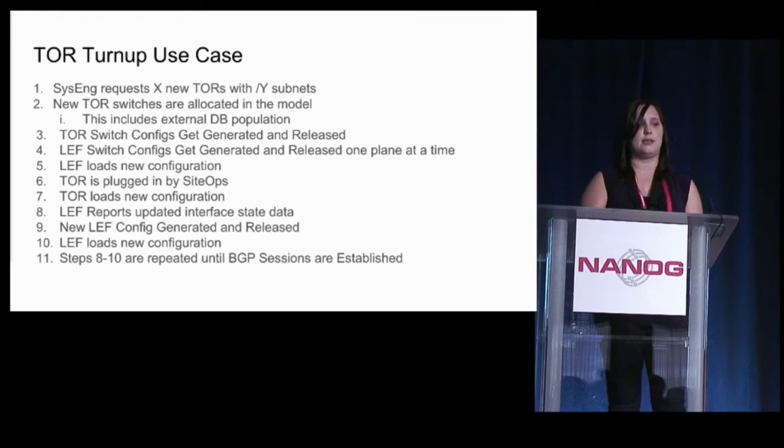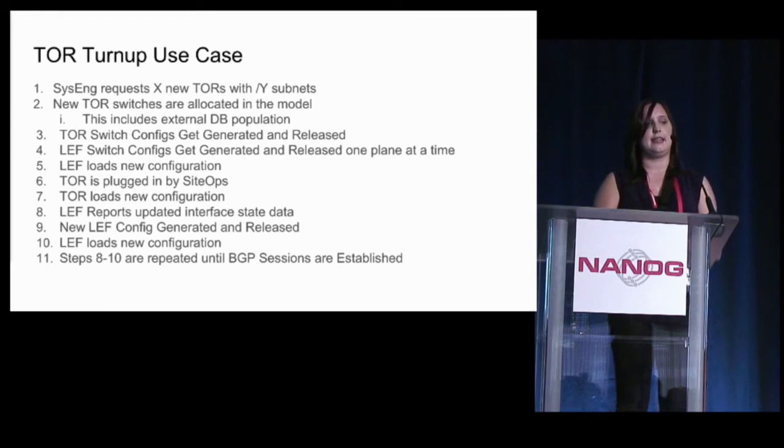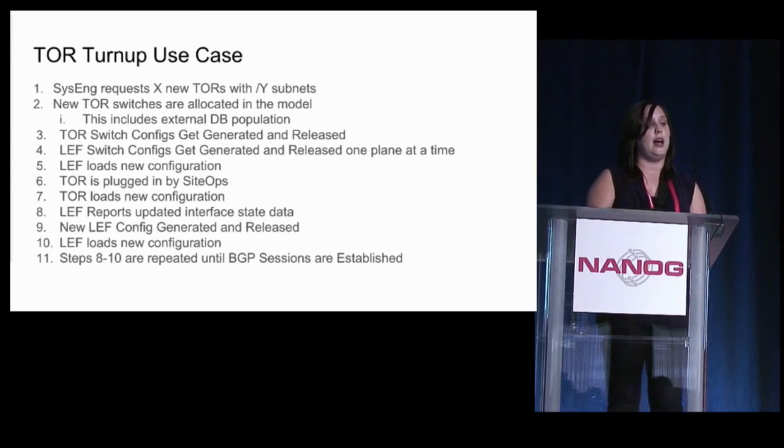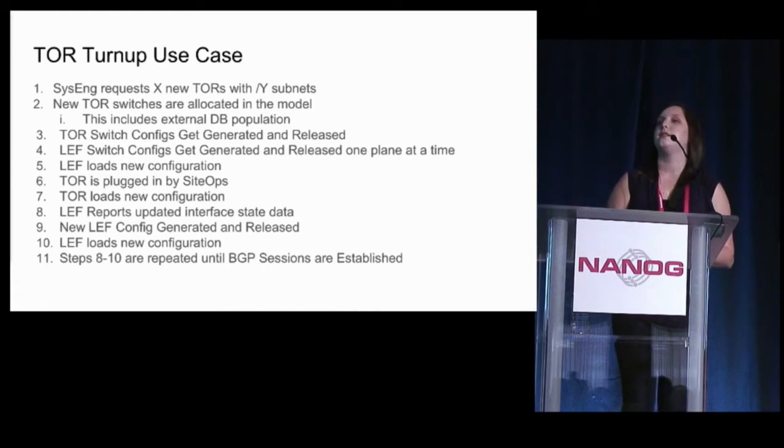From there, those top-of-rack switch configs get generated and released, and the leafs that connect to them also get generated and released one plane at a time. So that's the stage where we're going through that state machine that we described. From that point, the leaf would load its new configuration. And the first step in that new configuration is actually unshutting the port.